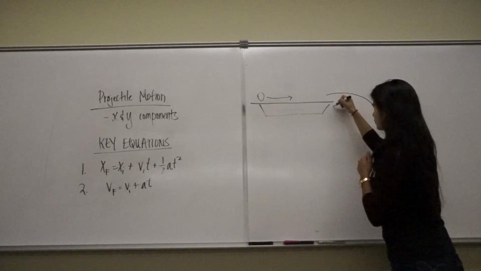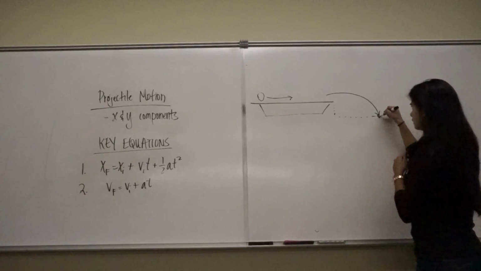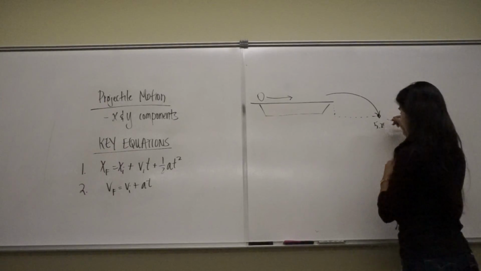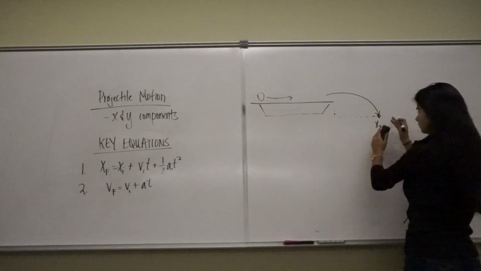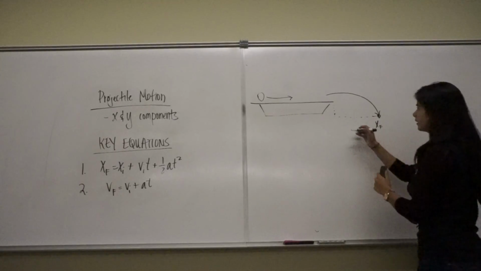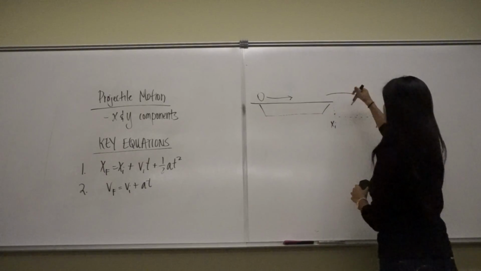So you have two components, right? This is where the ball lands. So that's 5.25. Actually, we'll label that x_f. That's your final x position, where it'll be landing. This is your initial position, which is the edge of the table.